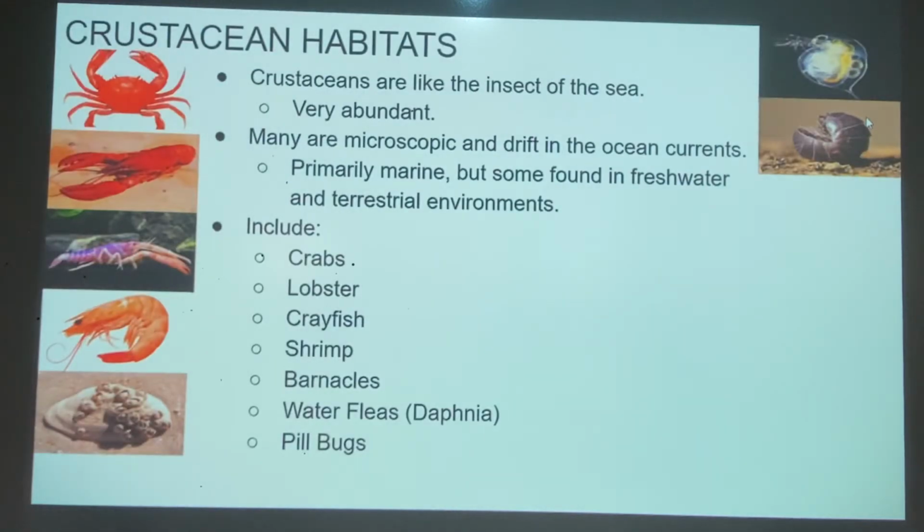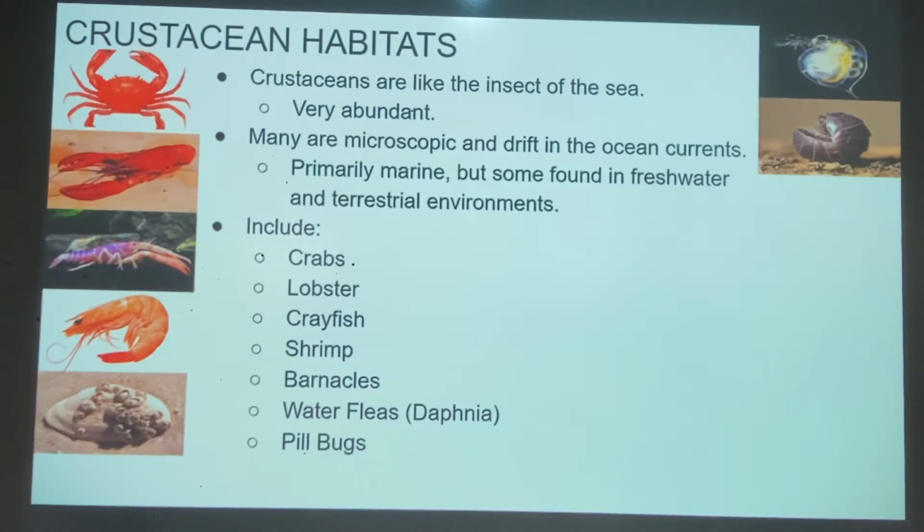So crustaceans are a bit like the insects of the sea because they're very abundant and there are so many different species. Many of them are microscopic and actually would drift in the ocean currents, and they are primarily marine, meaning, remember, they live in the sea, but we do have some that are found in freshwater and even some that are found on land or in terrestrial environments.